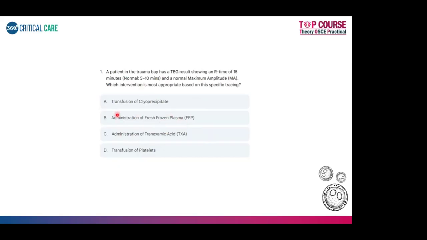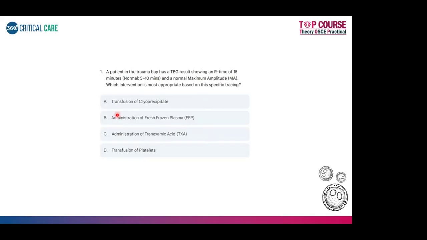Someone said there is more in FFP, but it's not like that. You have to know the amount of fibrinogen in FFP, the amount of fibrinogen in cryoprecipitate, the amount of clotting factors in FFP, and the amount of clotting factors in cryoprecipitate. All of those questions will be asked to you. So when you're answering, do it in a rational way. Otherwise, you'll be taken to those.